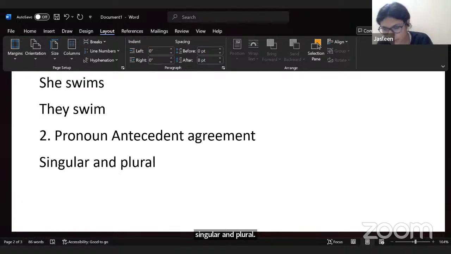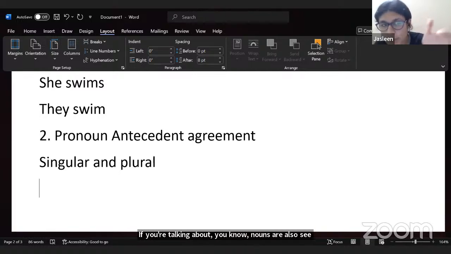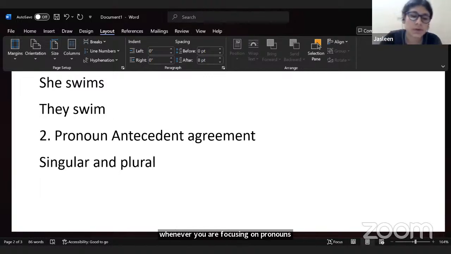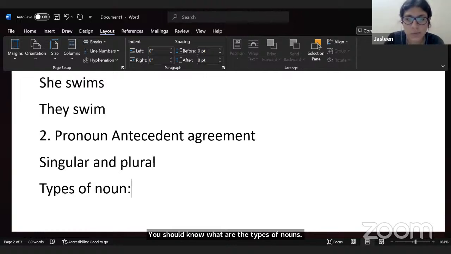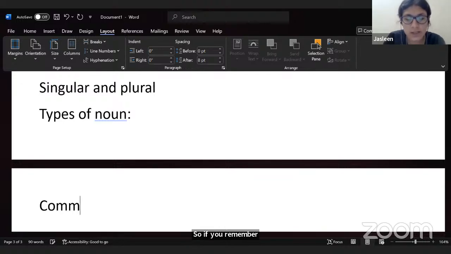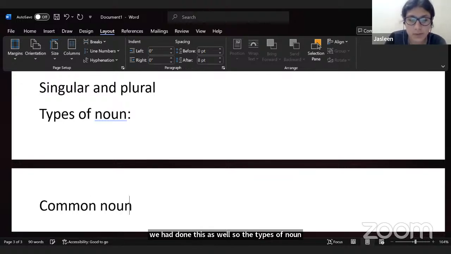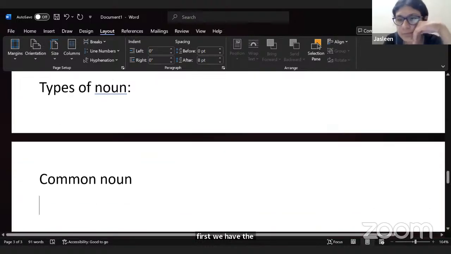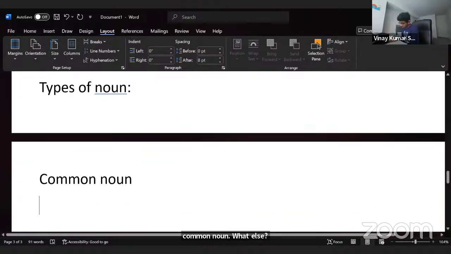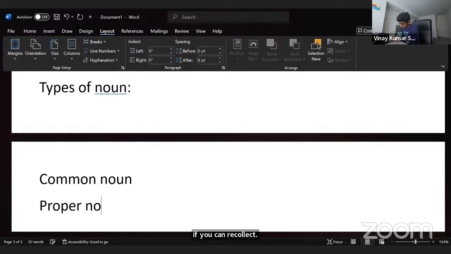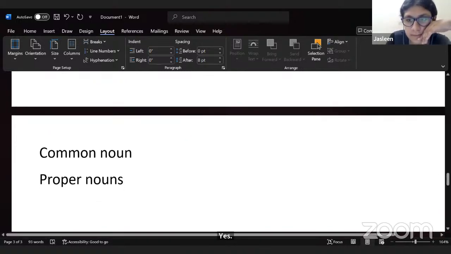Because if you are talking about a girl, you should use she. Boy, then you should use he. Whenever you are focusing on pronouns, you should know the types of nouns. So if you remember, we had done this as well. The types of noun: first we have the common noun. What else? Proper noun.